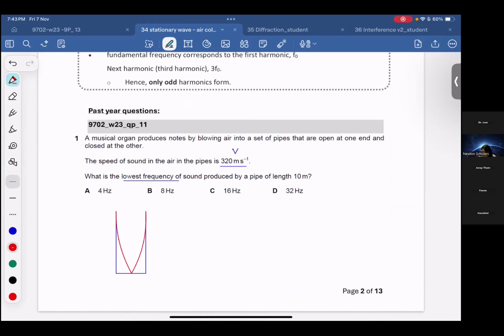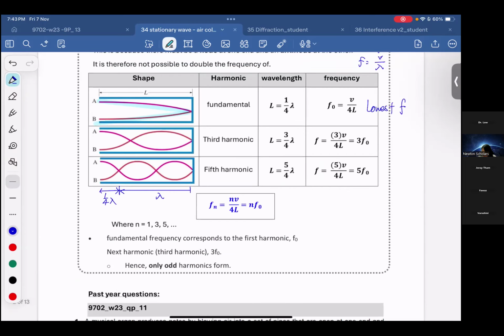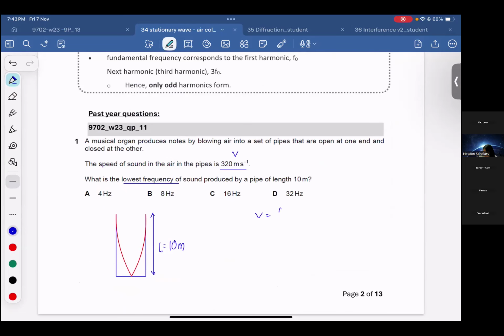Here, a pipe of 10 meters. So from here to here is 10 meters. L equals 10 meters. So how do we find the frequency? The frequency is from V equals F lambda. At here, your speed is 320. Your frequency is unknown. What is your wavelength? The 10 meters represent how many wavelengths?